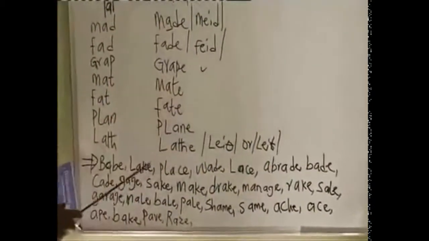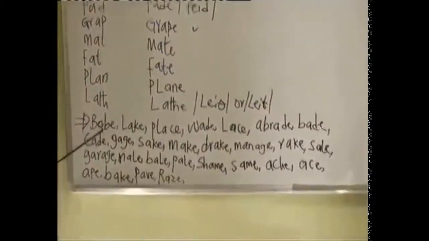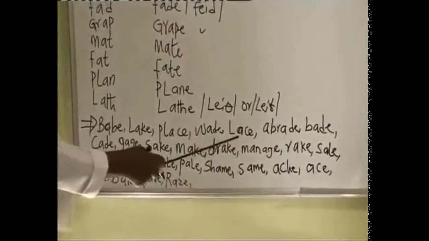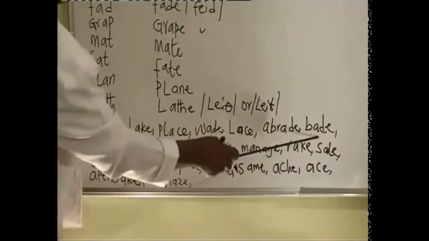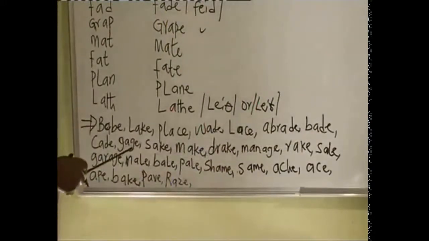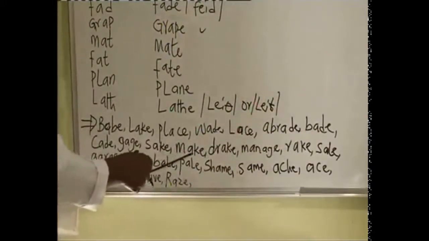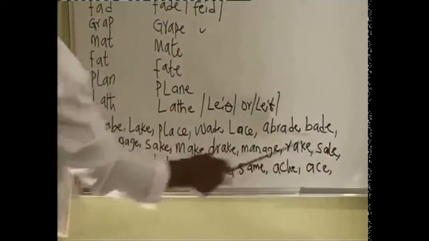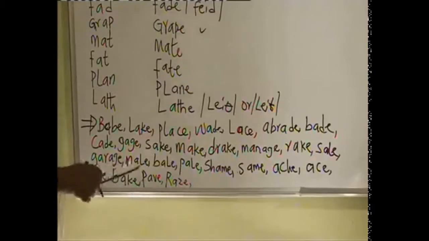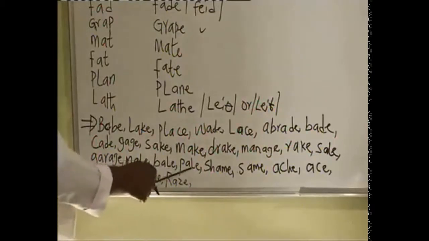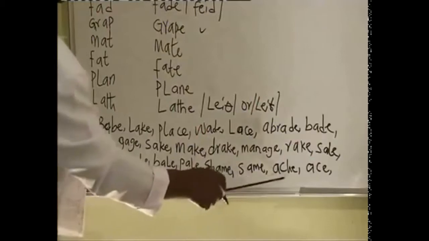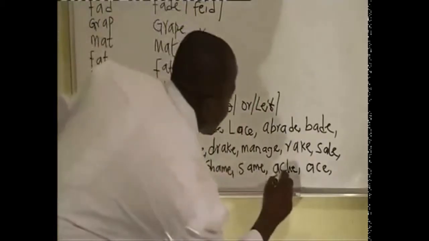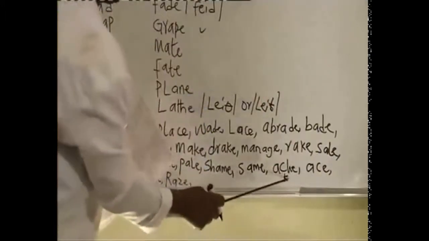For instance, let's read now. Lake. Lake. Place. Place. Average. Cage. Gage. Make. Manage. Rake. Manage. Mail. Bell. Shame. Ache. No, not H, this CH sounds as K. Say ache. Ache.